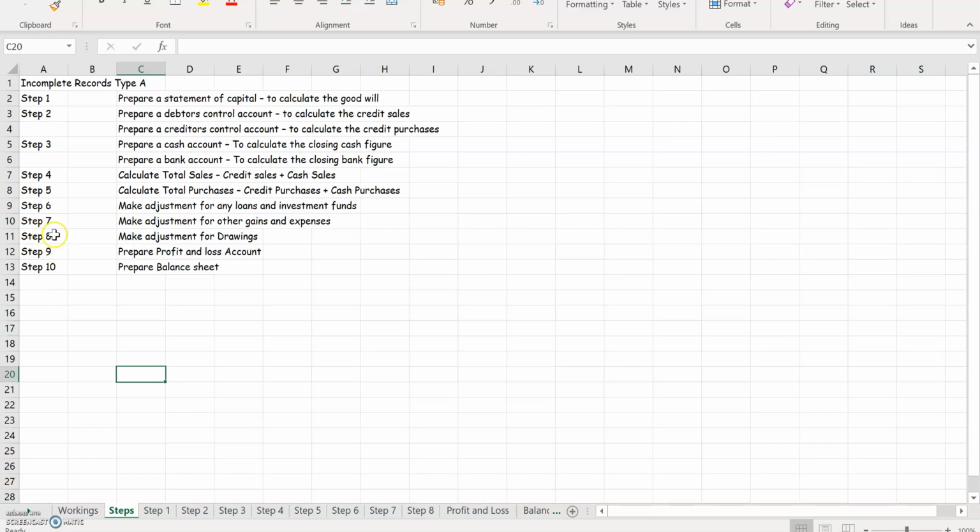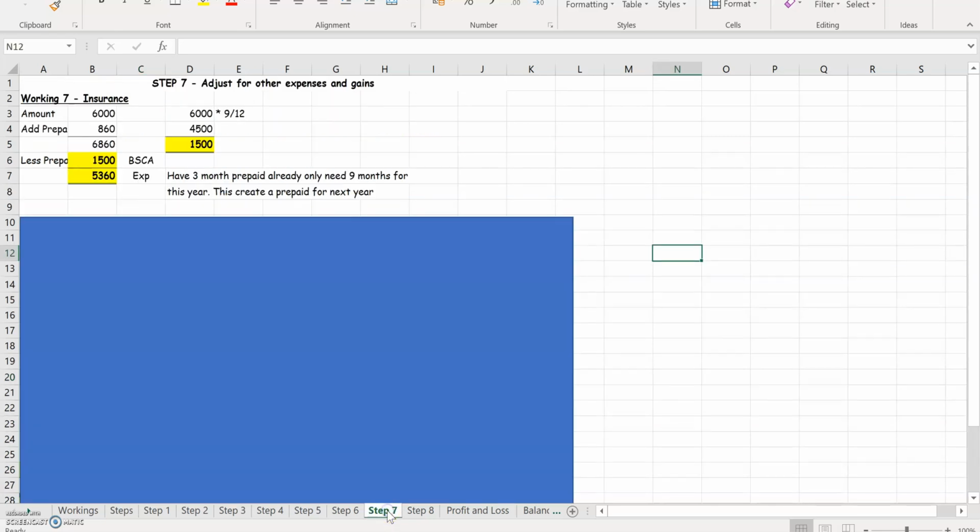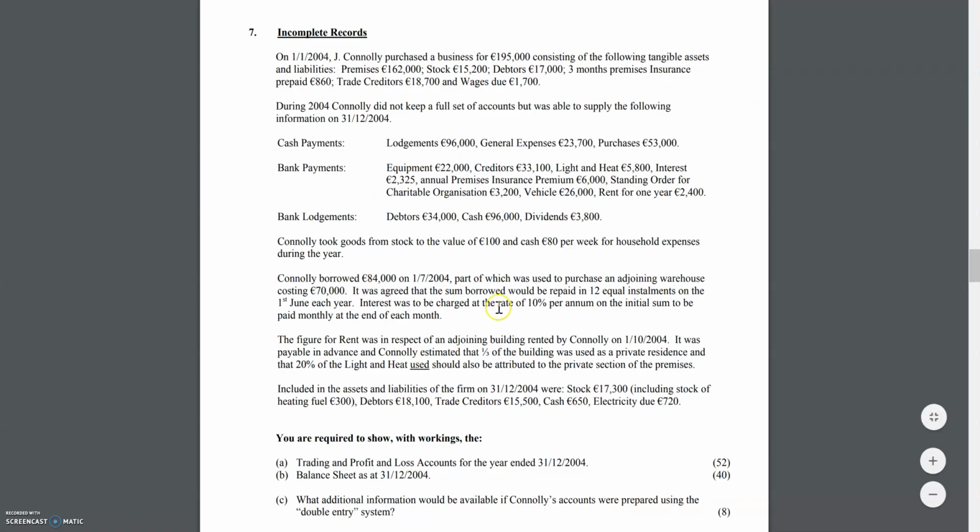Okay, so step number 7, make adjustment for other gains and expenses. So there's a couple of gains and expenses that we're going to have to make adjustment for as per the question. And usually that happens as part of, could be as part of the start or as part of here. So we look at the start, we got 3 months premises insurance prepaid. So you're going to have to do an adjustment for that.